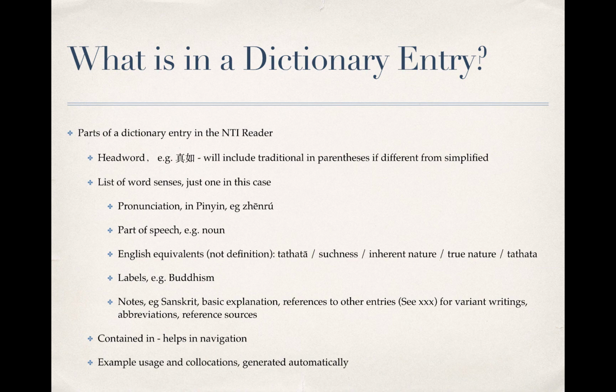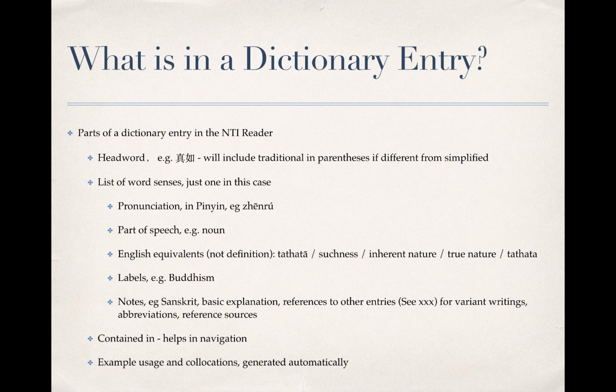Then there is a list of word senses. For each word sense, there is a pronunciation given in Hanyu Pinyin, and the part of speech. In this case, it's a noun. Part of speech is a little bit debatable in Chinese, and in fact in English they're debatable too, and you've got to treat them with a grain of salt and not as hard and fixed. But they are useful, especially to think about when something is a word and when it's a phrase.